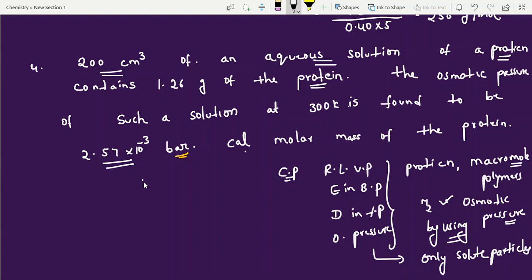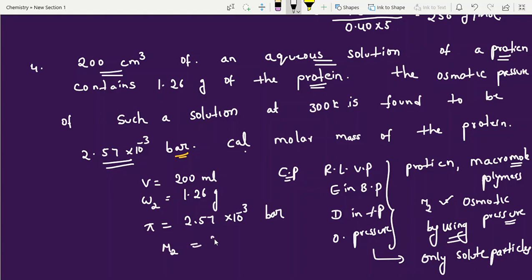Volume, how much, students? Volume is 200 ml. This is the solute weight, W2 is 1.26 grams. Osmotic pressure, how much have they given? Osmotic pressure is 5 bar. Next, molar mass they're asking. Temperature, how much? 300 Kelvin. This is the given data, right?